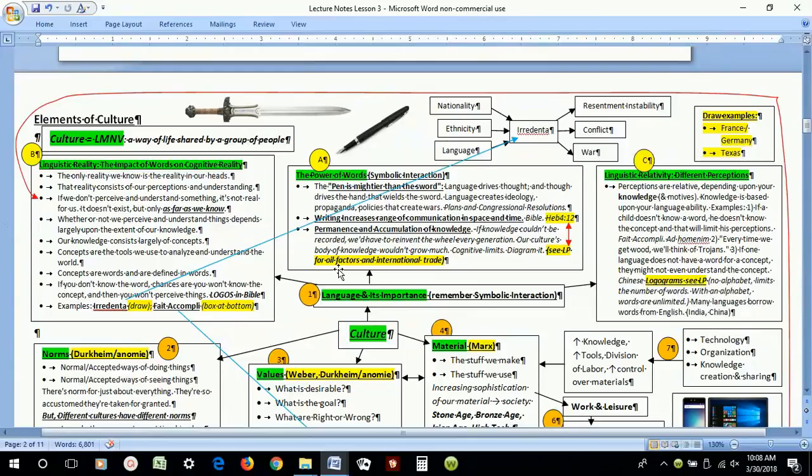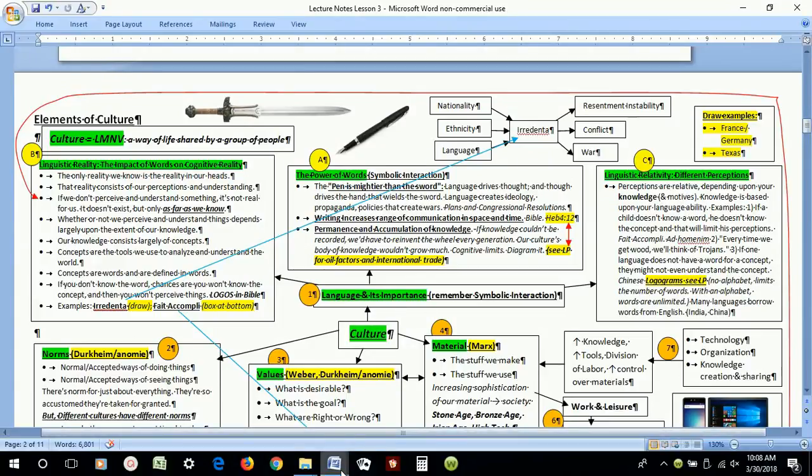Okay, now another reason why words are powerful is because writing increases the range of communication and spread of knowledge in both space and time. Okay, so you can transmit knowledge across space, across distances, right? You can transmit it across time from generation to generation or thousands of years.